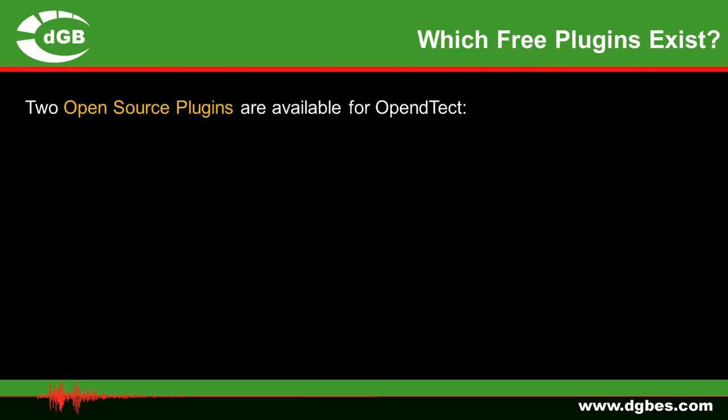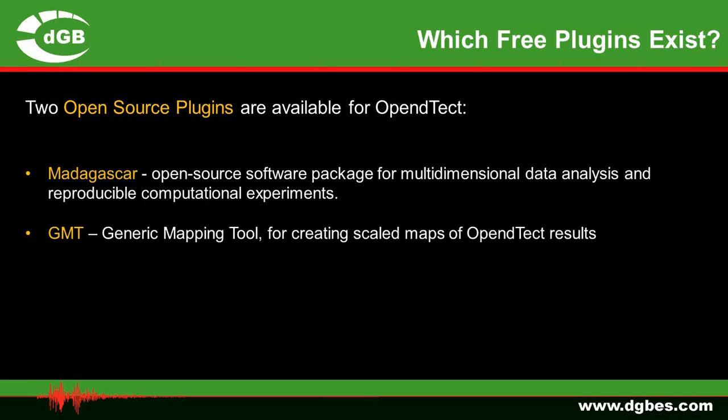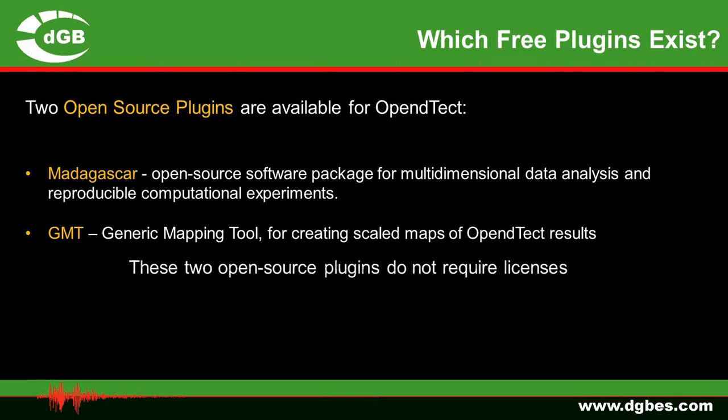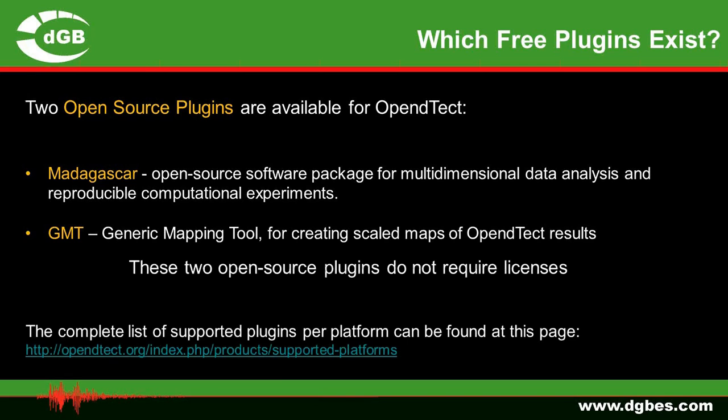Now there are also 2 free plugins. These are open source. These are available for OpendTect, and they're called Madagascar and GMT. As you can see, Madagascar is a package for multidimensional data analysis, and GMT is a mapping tool. These 2 open source plugins do not require licenses. You can find the complete list of supported plugins per platform at this page here below on our website.